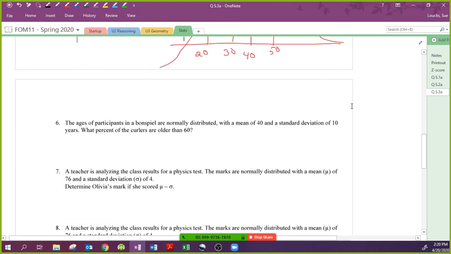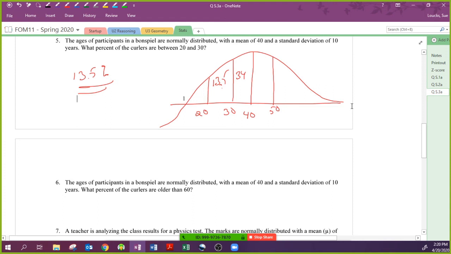Question 6, oh, same thing. I'll use the same drawing. So the ages are normal, mean of 40, standard deviation of 10. What percent are older than 60? So this is going to be 34. If we go to 60, it's going to be 13.5. And this is not 2.35. Or is it? Yeah. This whole section is not 2.35. The 2.35 is actually just to the next standard deviation.